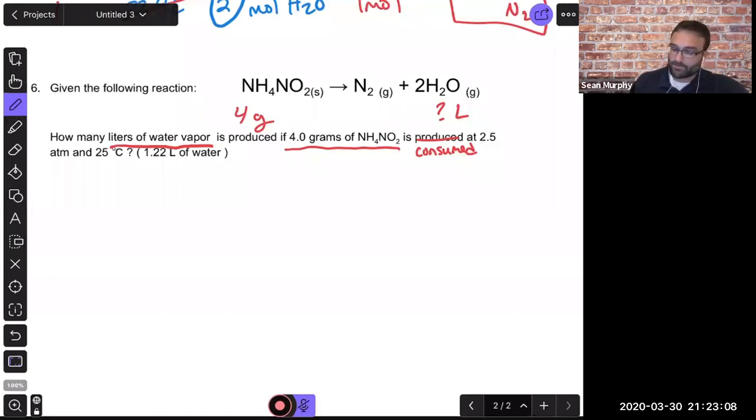Wait a tick, we don't have STP, but our pressure is 2.5 atmospheres. Our temperature they gave us is 25 degrees Celsius. So we don't have that quick, easy 22.4. So we have to do some stoichiometry. And so what we're going to do is we're going to do some stoich.